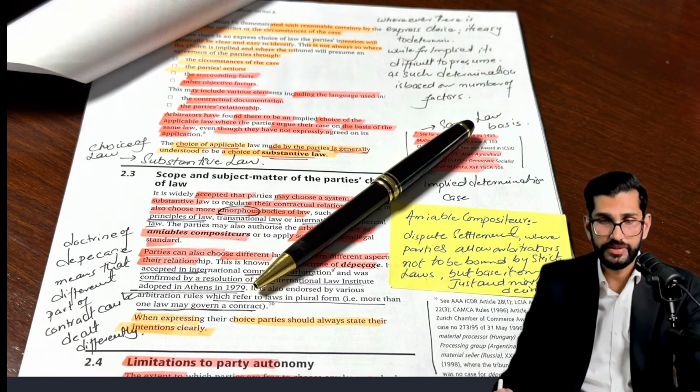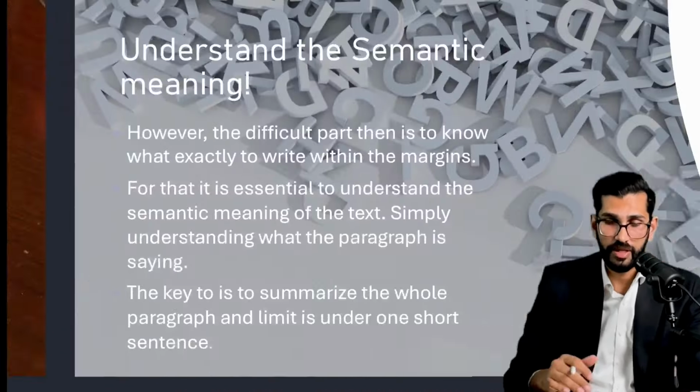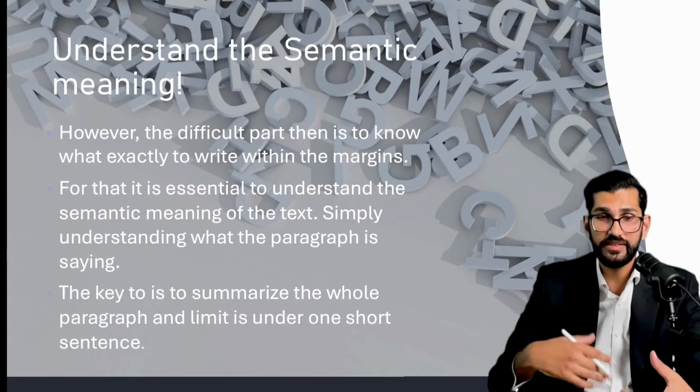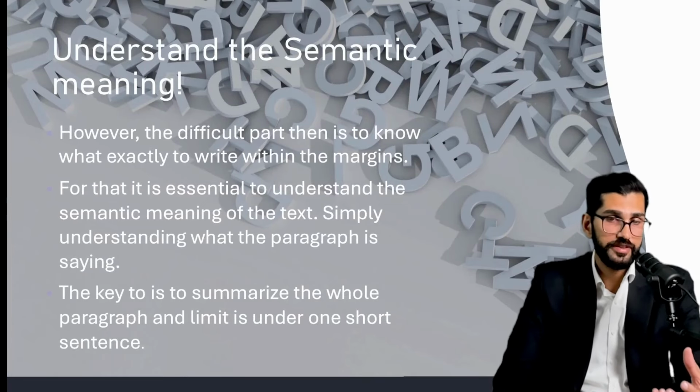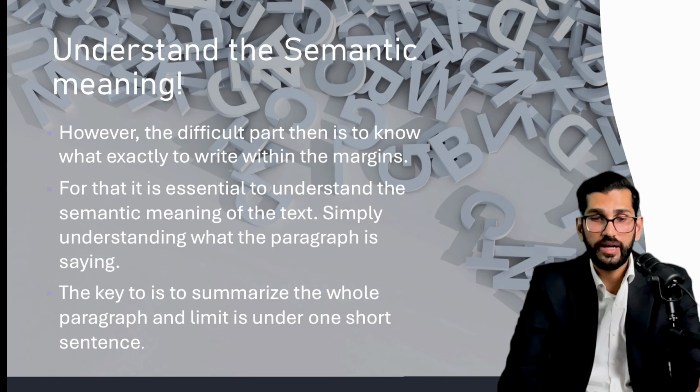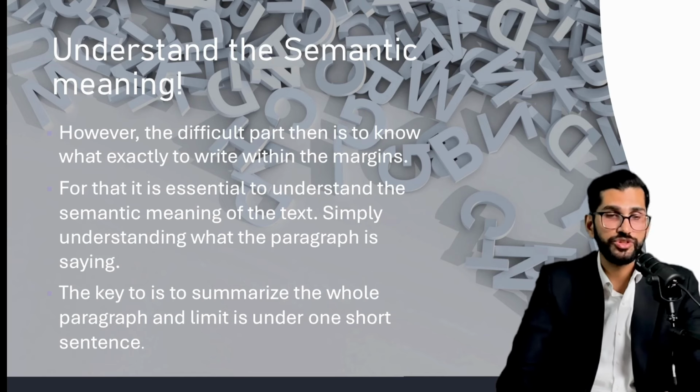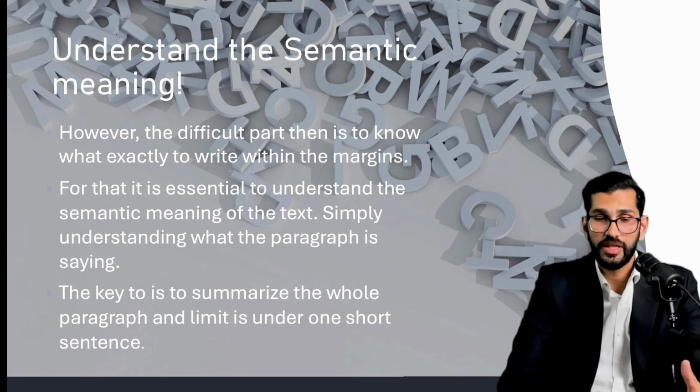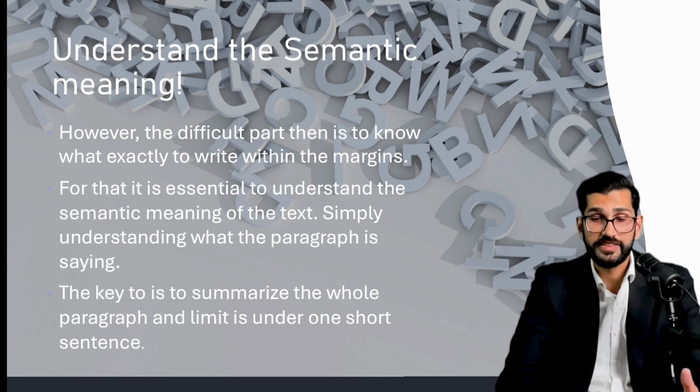Once you have jotted down the bullet pointers on the sides of each margin on the textbook, the next step comes up, and that is to understand the semantic meaning. However, the difficult part is to know what exactly to write within the margins. For that, it is essential to understand the semantic meaning of the text, simply understanding what the paragraph is saying.